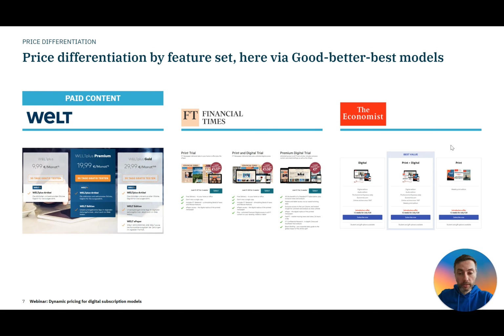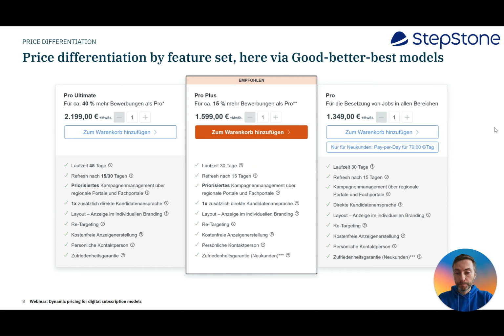In the paid content sphere, you see a few examples here from Welt, Financial Times, and The Economist. They very often offer three packages, good, better, best packages with limited access, regular access, and maybe gold access, so that you can find your optimal product and pay according to your willingness to pay.